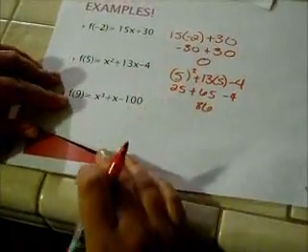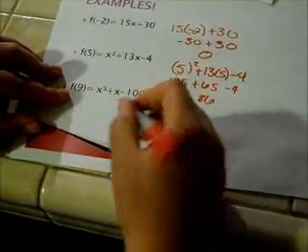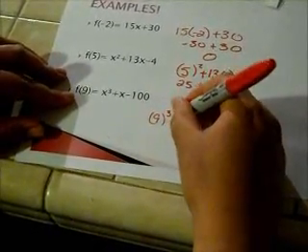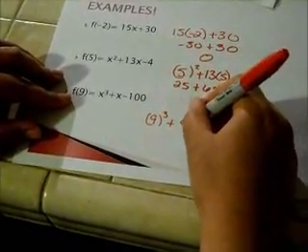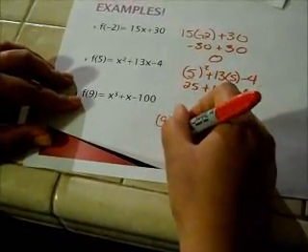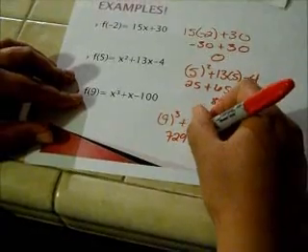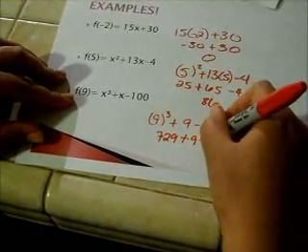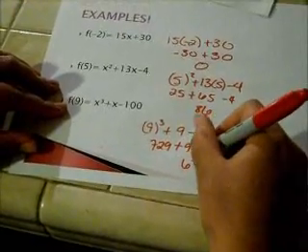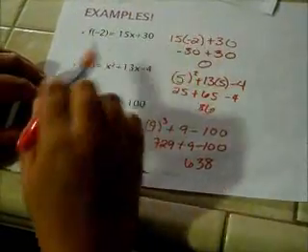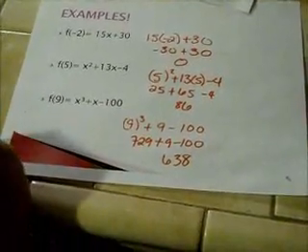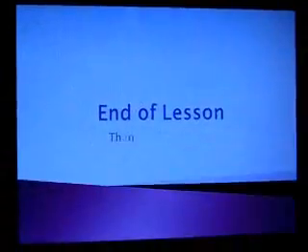On the next one, you're just inputting 9 in every place that there's an x. So you have 9 cubed plus 9 minus 100. 9 cubed is 729 plus 9 minus 100. And this simply gives you the value of 638. It's just anywhere where there's an x, you plug in the value that's in the parentheses.